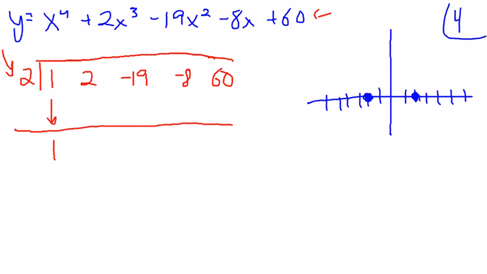I get a 1. And I multiply 1 by this. Gives me 2. Now I add the 2 and the 2 here. That gives me 4. I multiply the 4 by this. That gives me 8. Add the negative 19 and the 8. That gives me negative 11. Multiply by the 2. That gives me negative 22. Add, I get negative 30.